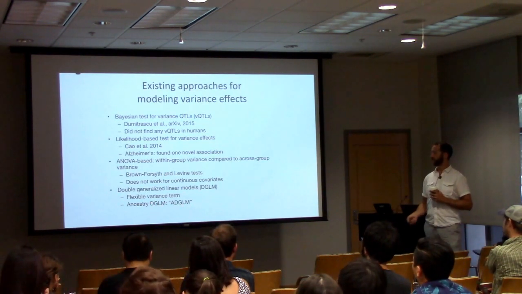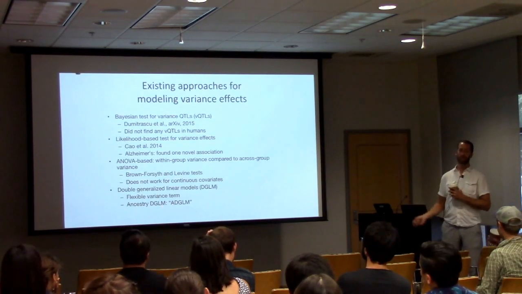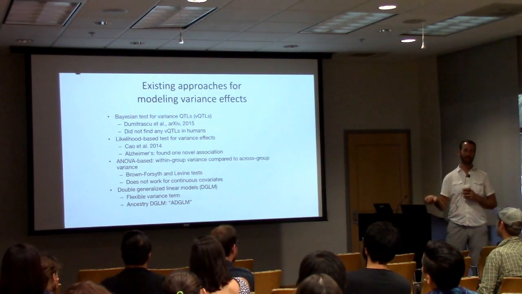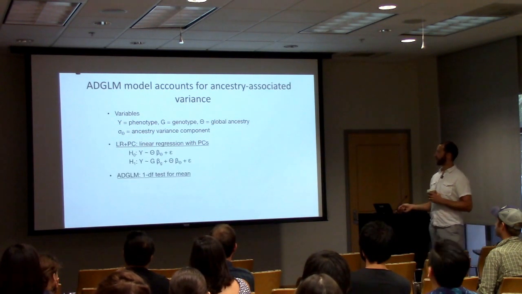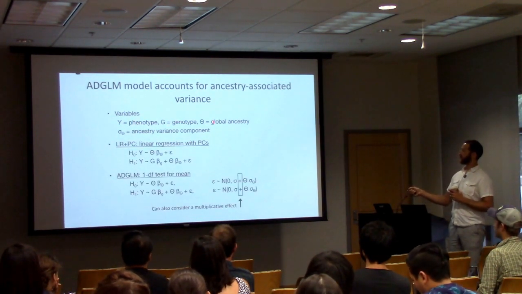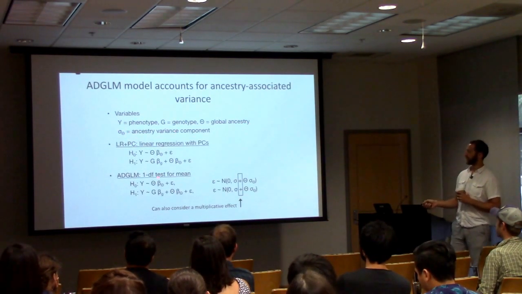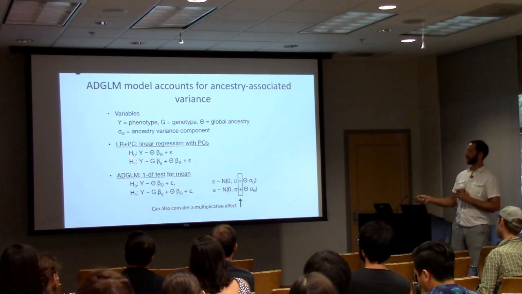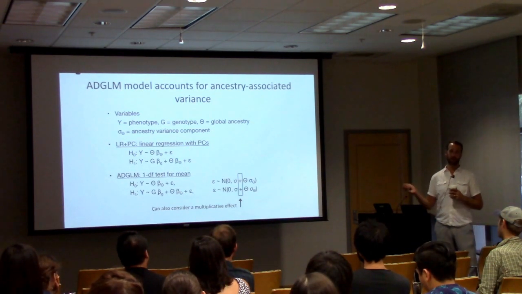It's something called the double generalized linear model, and we call this one the ancestry DGLM, which is just a DGLM where we allow ancestry to affect variance, and I'll show you what that looks like. So we have Y, our phenotype, G, our genotype, theta is our global ancestry, and we have this term sigma theta, which is the ancestry variance component. And when we do linear regression with PCs, we have this null and alternate that look like this, where epsilon is just N(0, sigma squared) distributed.